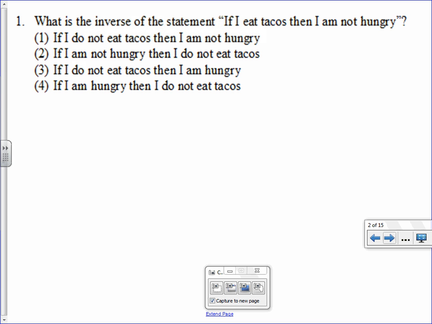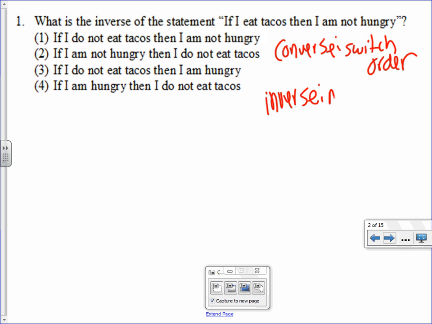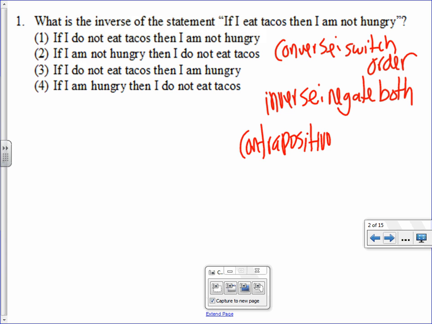Again, you need to know your converse, your inverse, your contrapositive. You have a song to help you remember that. Converse: we switch the order. The inverse: you negate both. And the contrapositive: you switch and negate. And if it asks you for logically equivalent, that's your contrapositive.